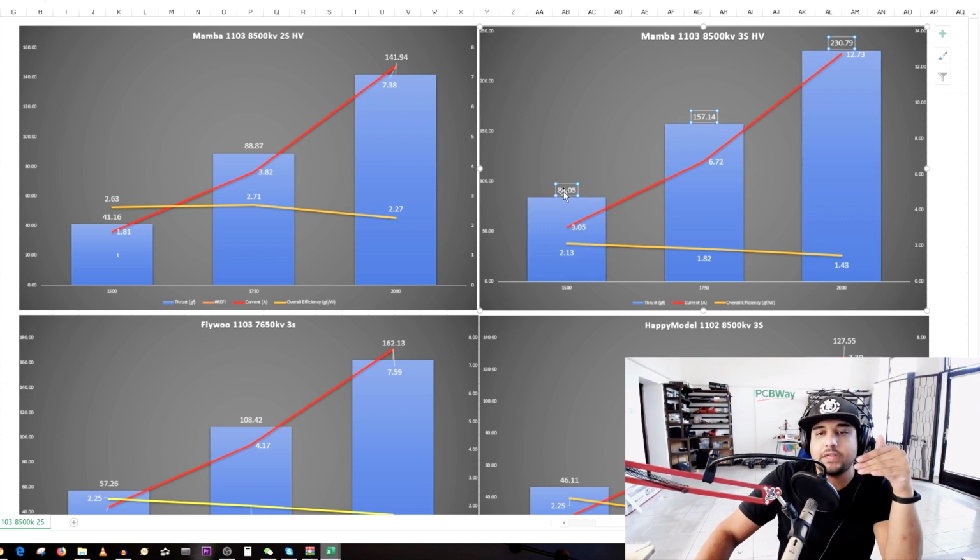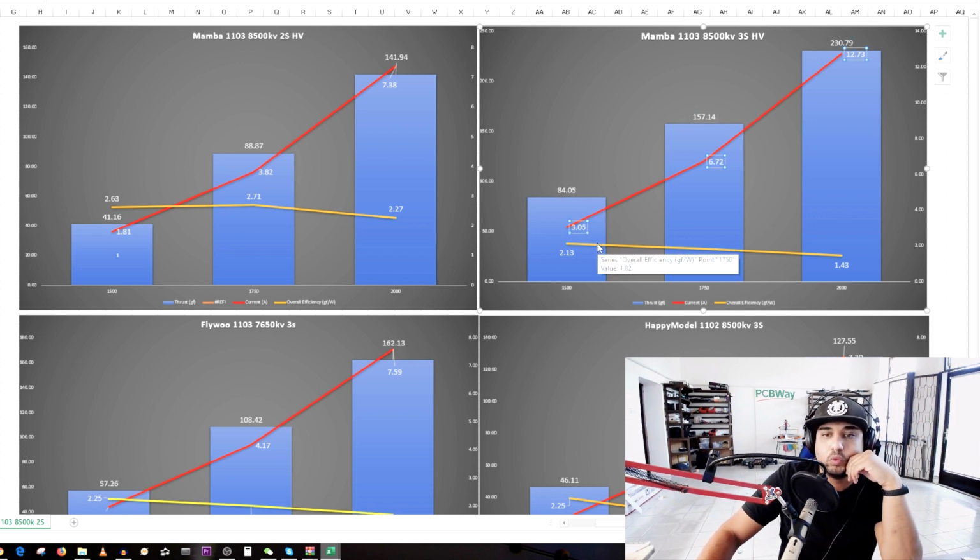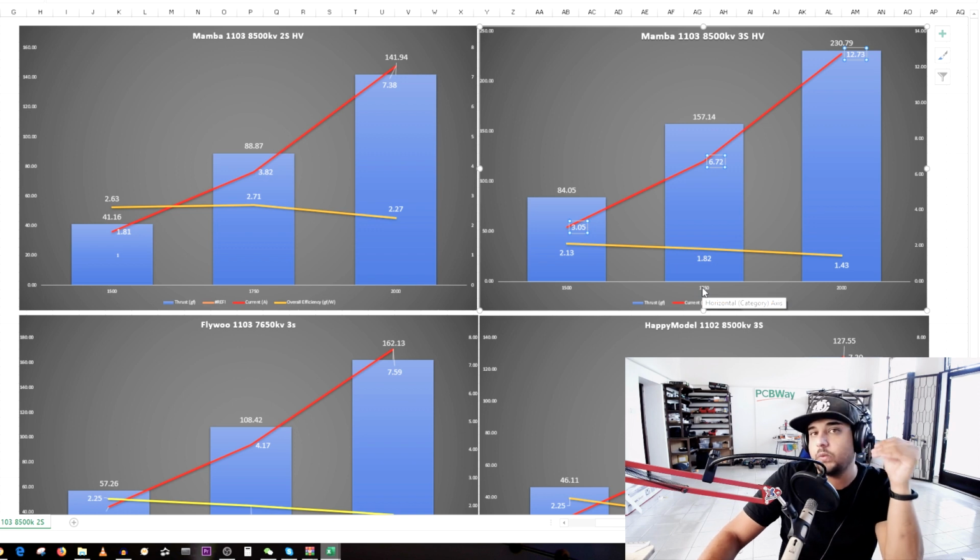So we see at 50% throttle, it gets 84 grams of thrust at 3 amps. That's pretty good. That's actually really great on a 3S, around 50% throttle. That's going to get you going. That could be efficient, or it could be pretty damn efficient depending on the way you fly.